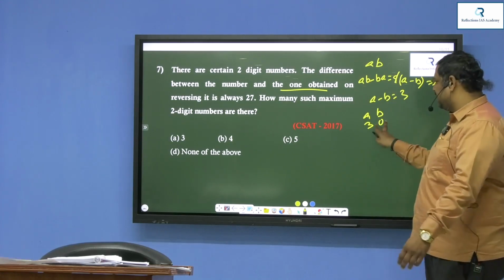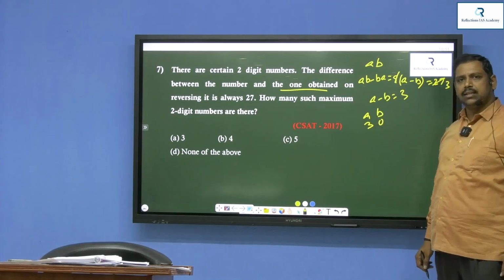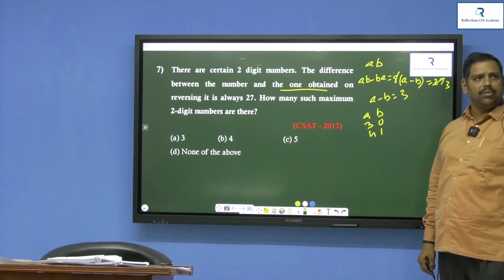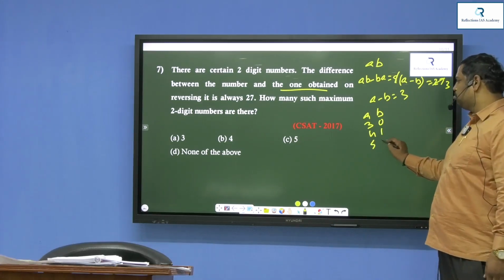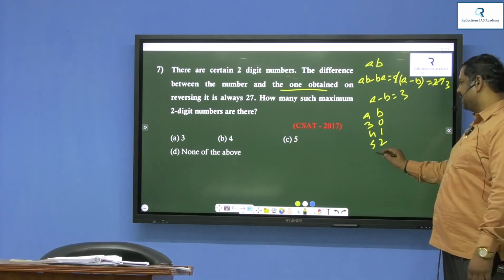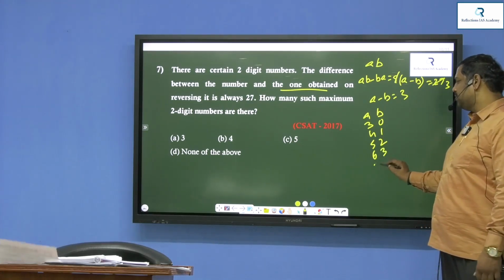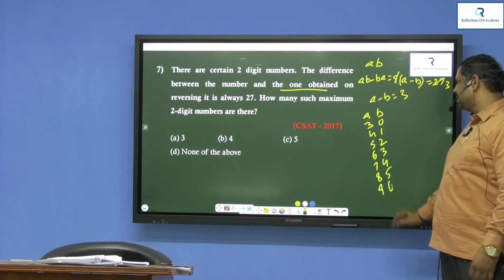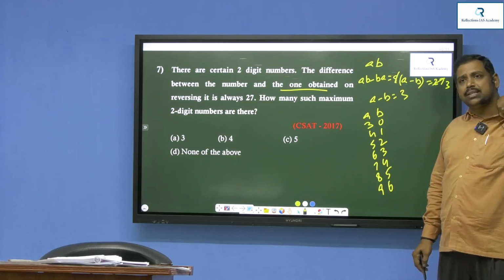That's why, can I take 30 or not? Yes, it is. Can I take 41? Okay, can I take 52? Yes or no? Can I take 63, 74, 85, 96? Any other possibility? Yes, we have.